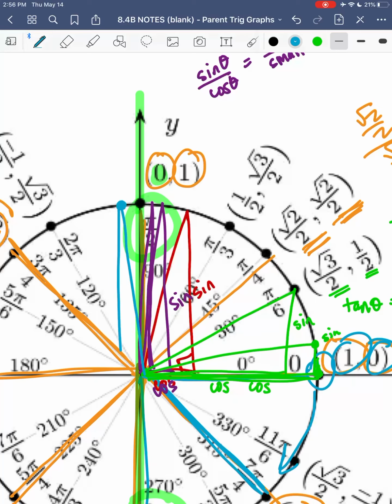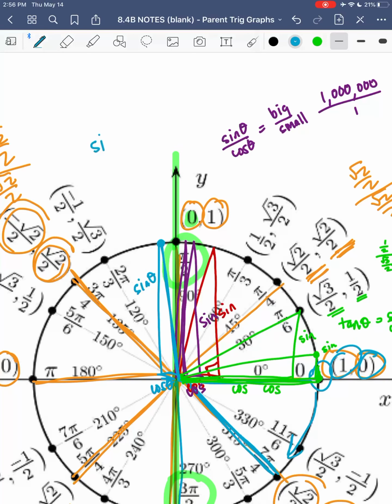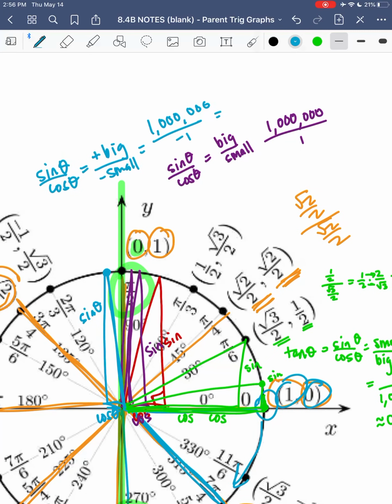If we look at that triangle, it looks like this, right? The same kind of thing is happening, except now we're looking at sine. Sine is still positive because we're up, but cosine, now we're to the left, so cosine is small. As we get closer, we're looking at sine over cosine, positive big over negative small, like 1 million over negative 1, which is still basically infinity. It's going to get really big, but now negative.